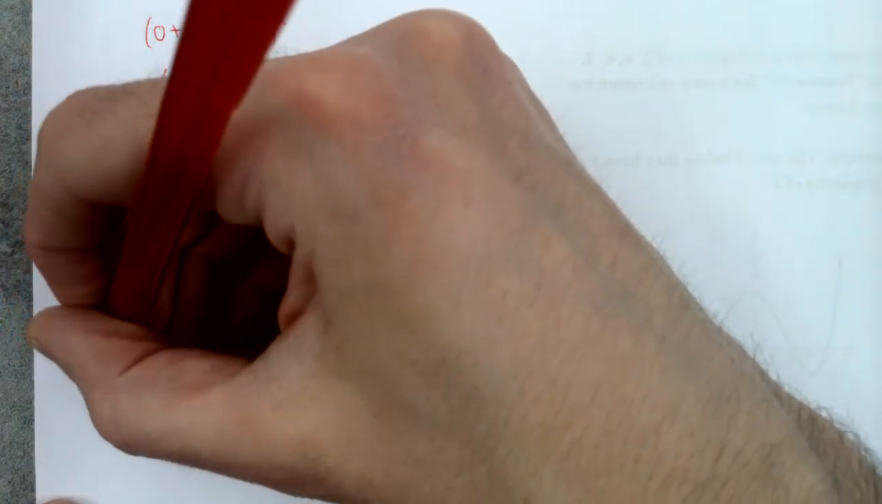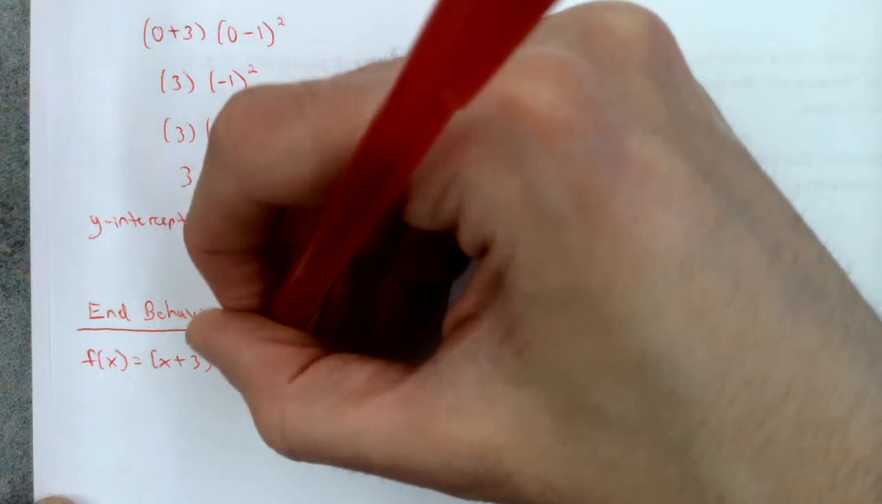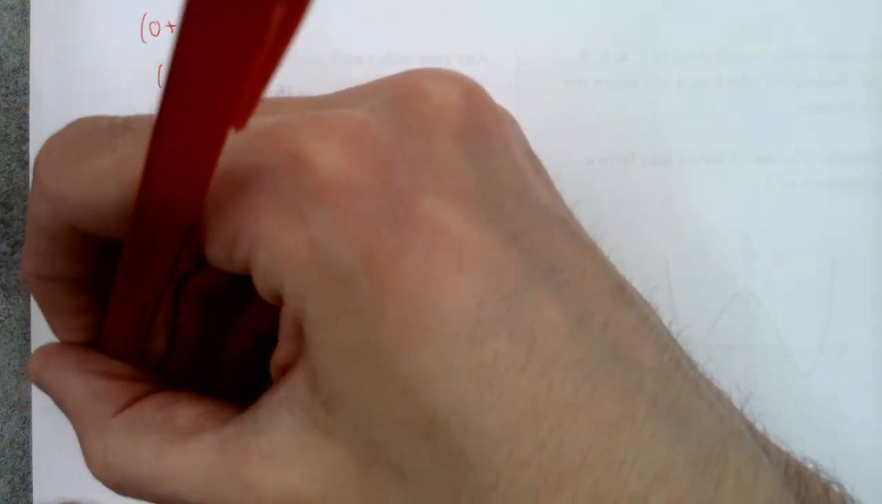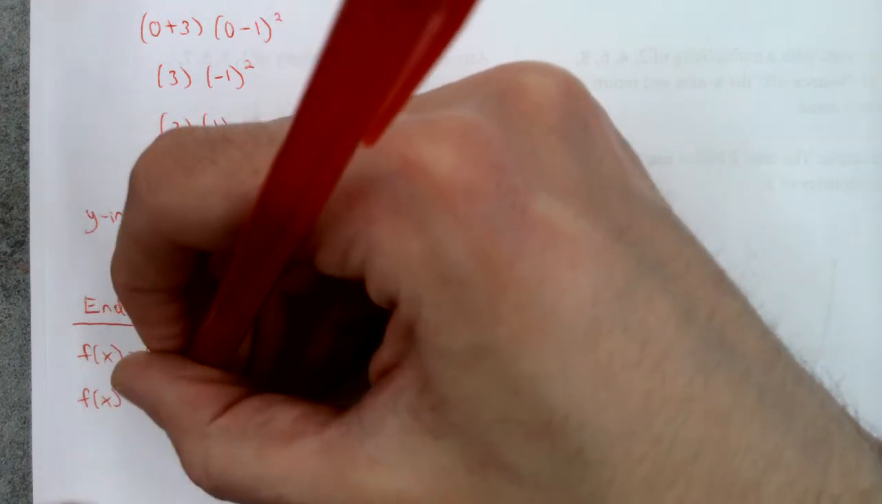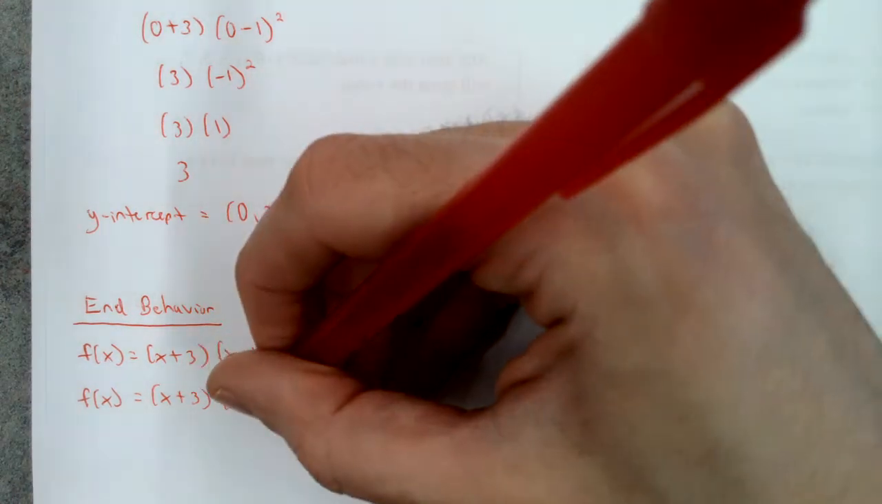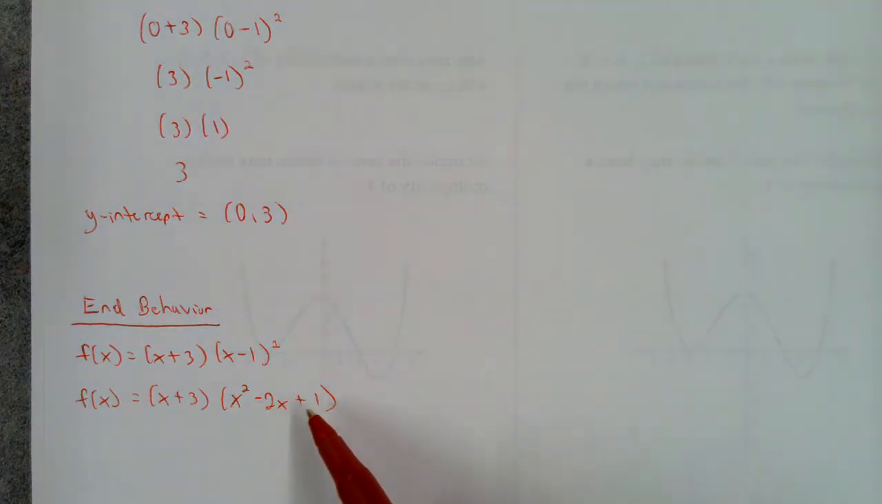Let me copy down the problem from above. x plus 3 times x minus 1 squared. So let's think about this for a minute. x minus 1 squared, let's do that out. x squared minus, double these, multiply them and double them, so minus 2x plus 1. That's what you get when you do x minus 1 times x minus 1.